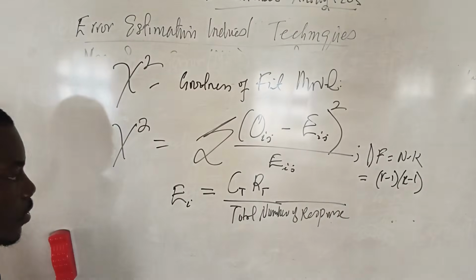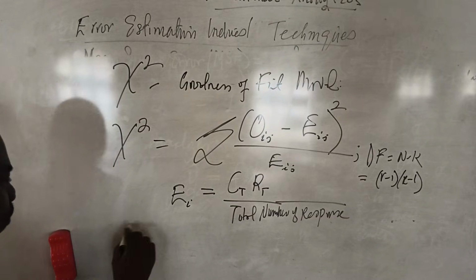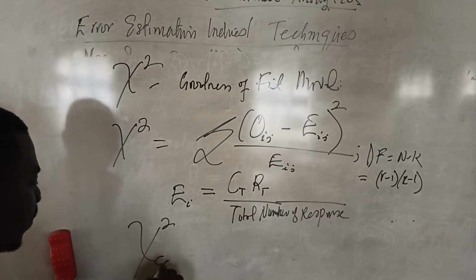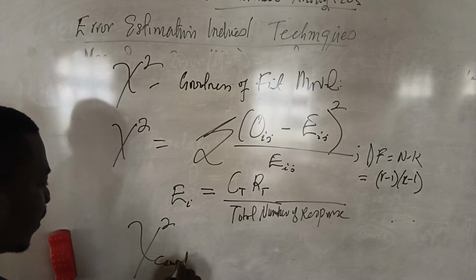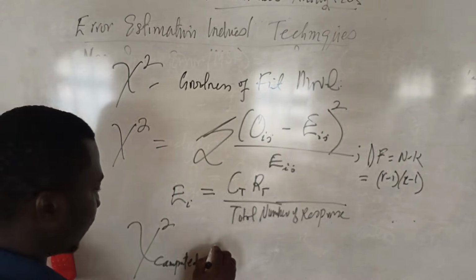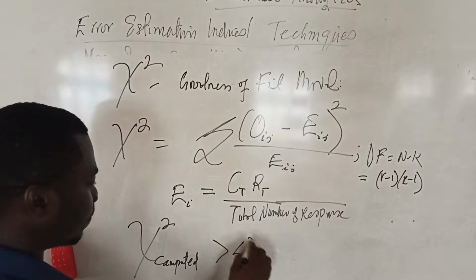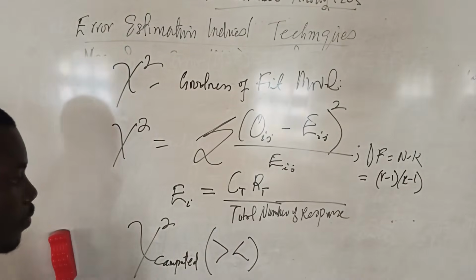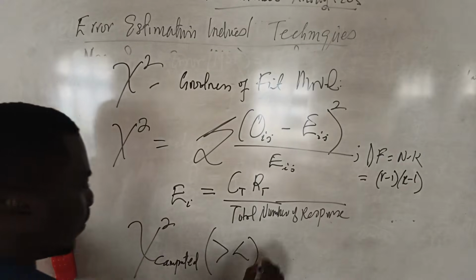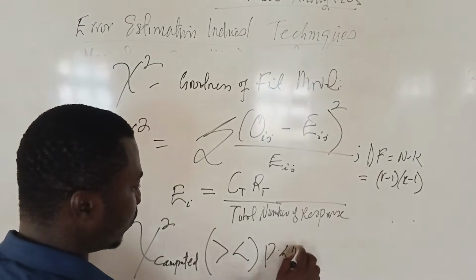Total number of responses. So that is how to obtain the expected value. Now after computing the chi-square, the computed chi-square value is going to be related with the probability value, which is the p-value. The p-value is always less than 0.05.